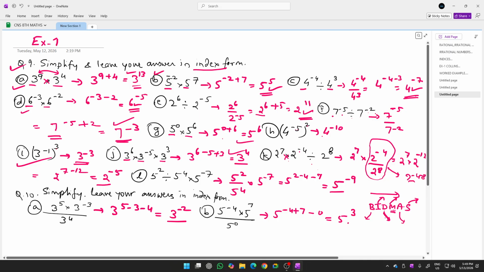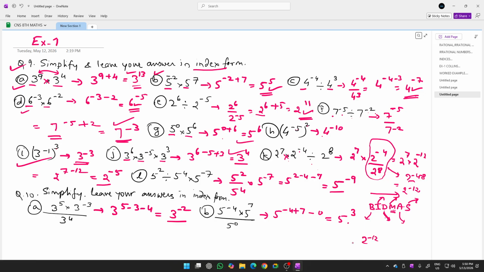minus 8. And minus 4 minus 8 is how much? Minus 4 minus 8 is minus 12. So it will be 2 raised to minus 12. Am I right? 8, 4 and then 8. Okay. Now, this 2 raised to 7 is left. So 2 raised to minus 12, and you are left with this 2 raised to 7 over here.